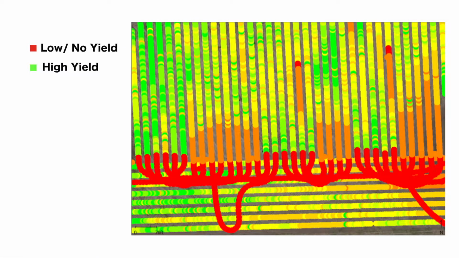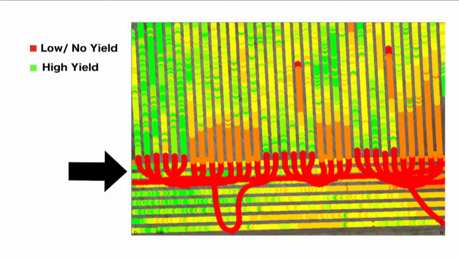Here you see a raw yield data map zoomed in to the end rows of the field. The red data points are areas of low yield or no yield, whereas the green data points represent high yield areas. Notice how low yielding red data points are present where the system continued to record yield while the combine turned at the end of the rows and drove over areas that had already been harvested. In these areas, a yield of 0 bushels per acre was recorded. This is an example of a header position sensor error. We will talk more about different types of errors in the next video.